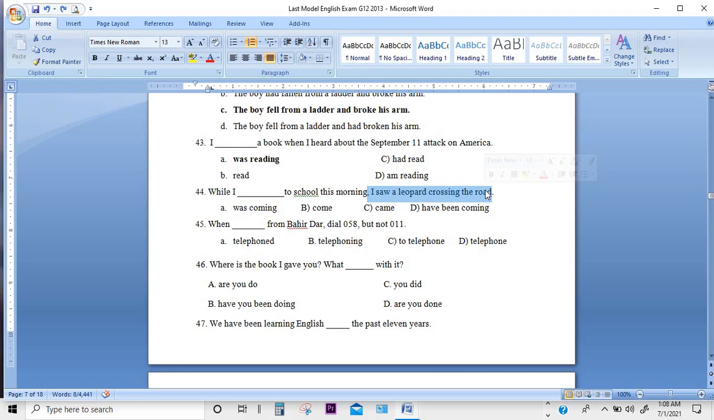I saw a leopard crossing the road. So what would be the answer then? In the first clause, again, past continuous: while I was coming to school this morning, while I was on the way to school. So A is our answer. While I was coming to school this morning, I saw a leopard. Not when I come to school. While takes the continuous tense.